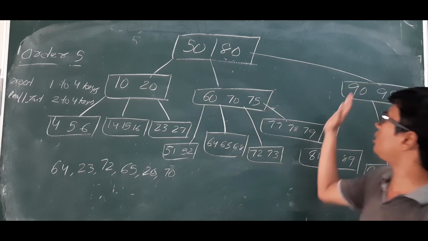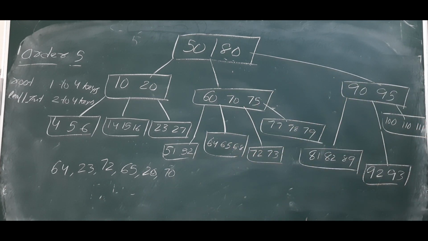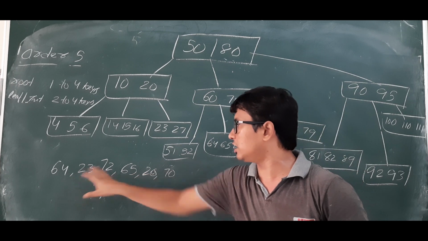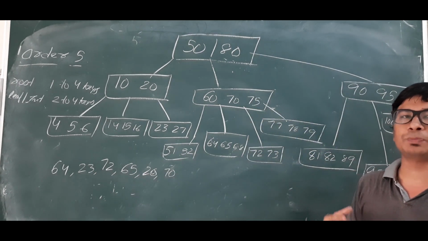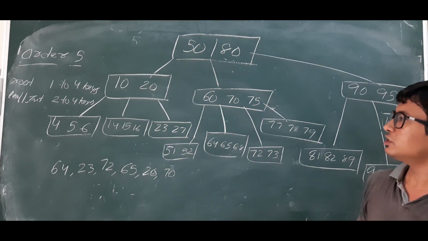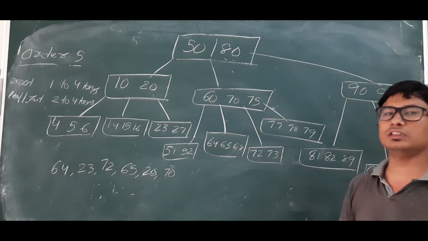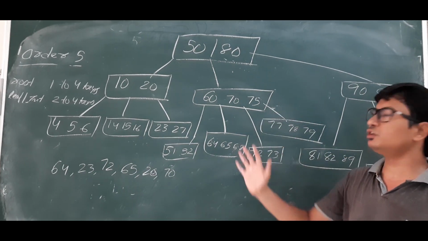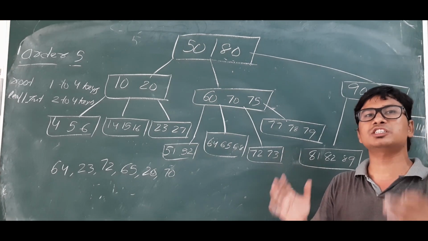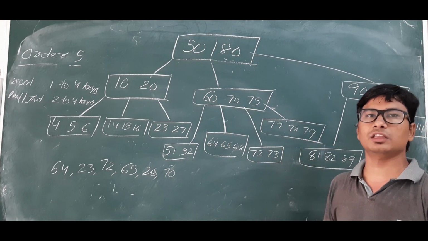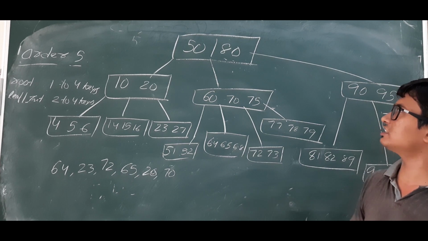So we have a set of elements in the B tree. Now I want to delete these elements so that I can explain each case. First I want to delete the element 64. If I want to delete the element 64, I need to find whether the element 64 exists in the B tree or not. How will I search for it?